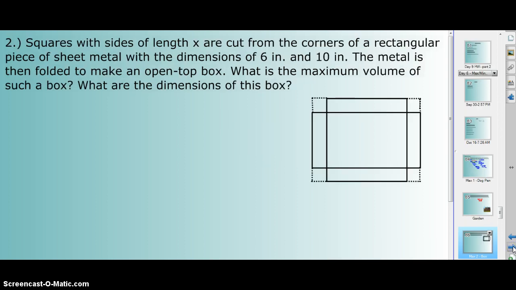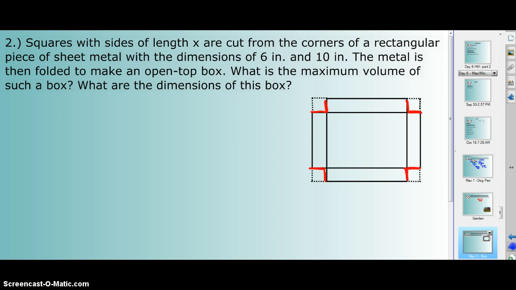So the next question we're going to look at is taking a flat piece of paper, cutting out the corners, and creating a 3-dimensional box. So we're now going to be working in 3 dimensions, working with volume. So what you want to picture with your piece of paper is that you're going to cut out a little square out of each corner, and then we would fold up the sides.